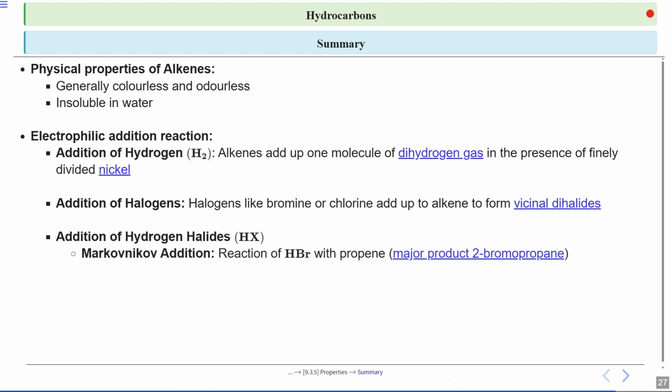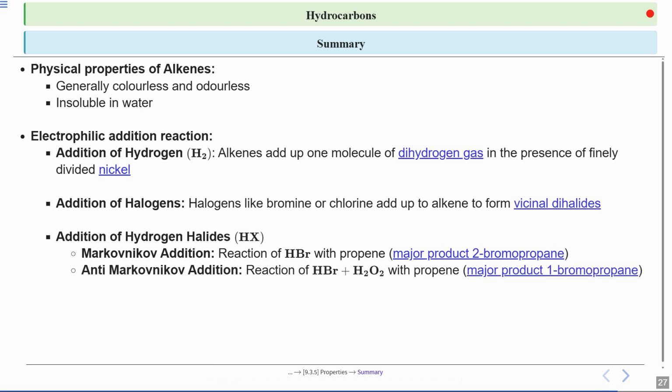How? In Markovnikov addition, when HBr is reacting with the propene, the hydrogen atom attaches to that carbon with more number of hydrogens present already, and the bromine atom attaches to the carbon with fewer hydrogens. This produces 2-bromopropane as the major product.